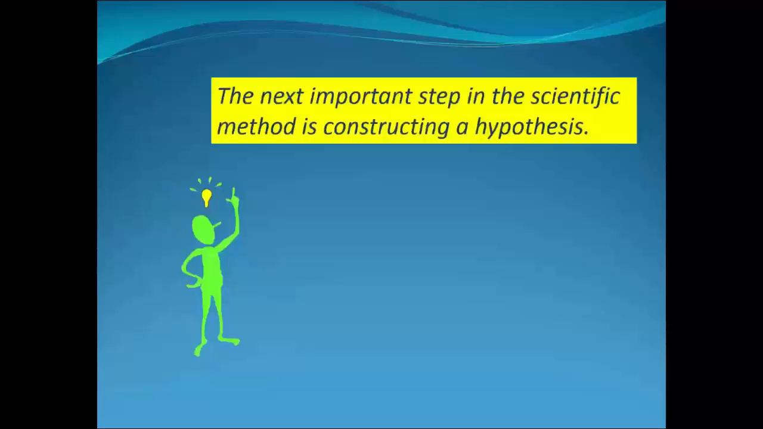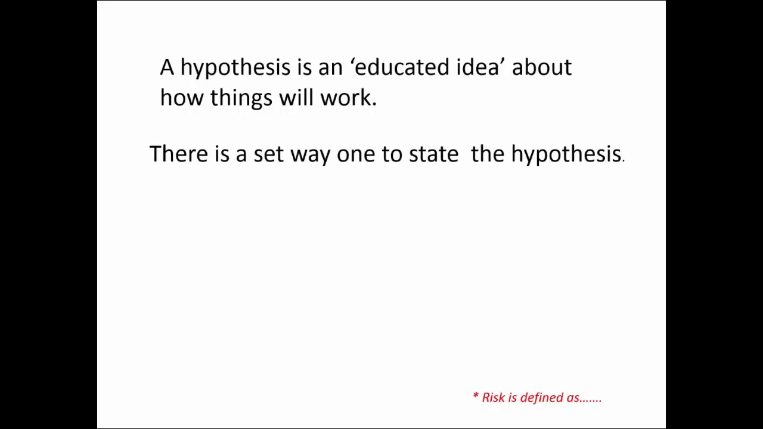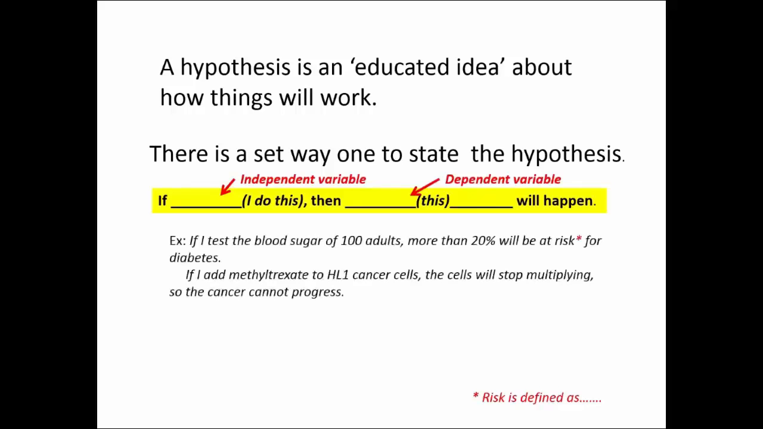So once we get that research question and we feel that we have the formulation that we need, we construct a hypothesis. And a hypothesis is an educated idea about how things will work. So there's a set way to state it. It's, if I do this, then this will happen. So we have our independent variable, and then we have our dependent variable. You want something that's testable. So for example, if I test the blood sugar of 100 adults, more than 20% will be at risk for diabetes. And you have to define that risk.